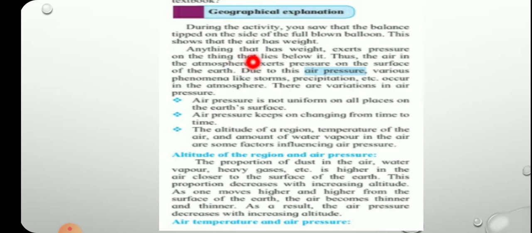Anything that has weight exerts pressure on the thing that lies below it. Thus, the air in the atmosphere exerts pressure on the surface of the earth. Due to air pressure, various phenomena like storms, precipitation, etc. occur in the atmosphere. There are variations in air pressure.